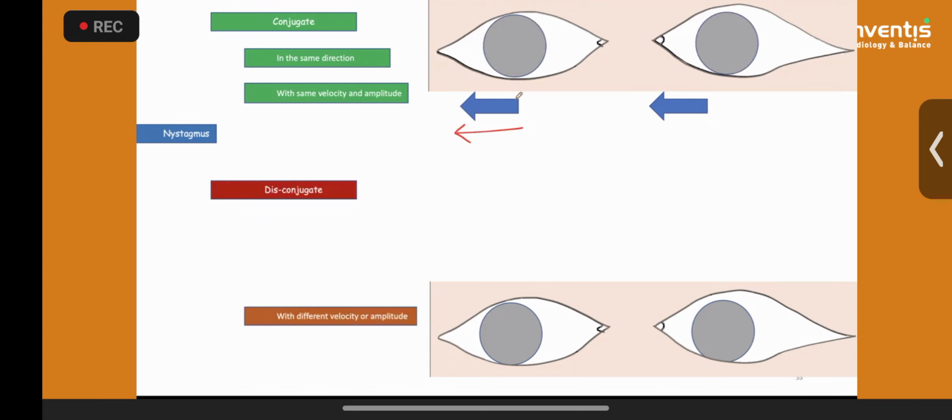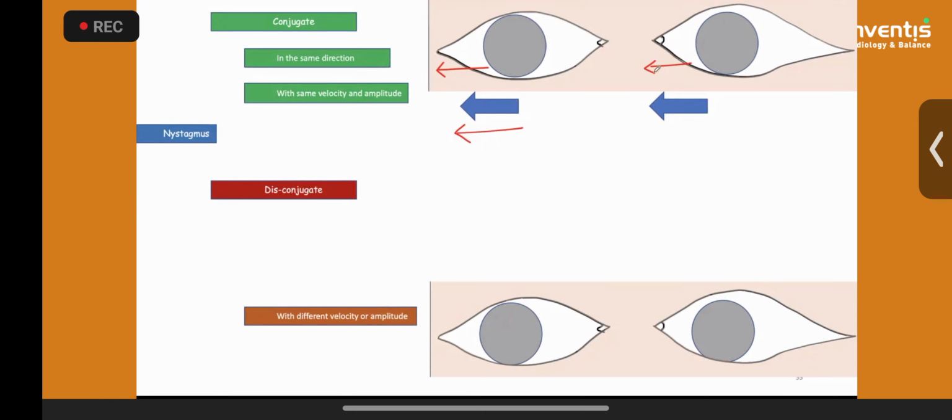It may not be exactly equal because there are two different muscles which are acting. Here there is a lateral rectus, here there is a medial rectus. The nerve supply is different. The number of fibers in that muscle are different. So it may not be exactly equal, but by and large it is in the range of 30%, like 30% variation from one side to another.